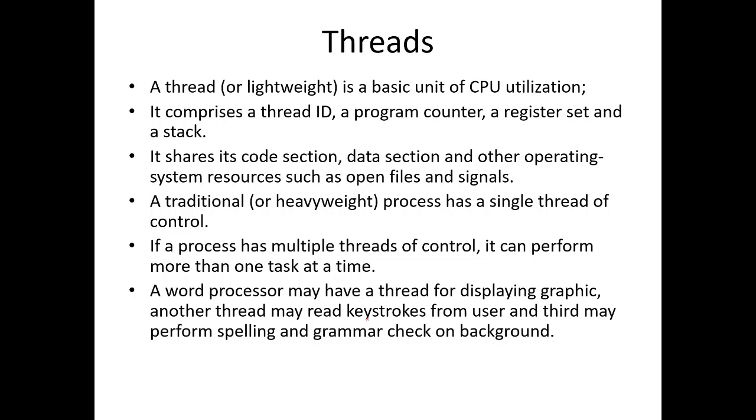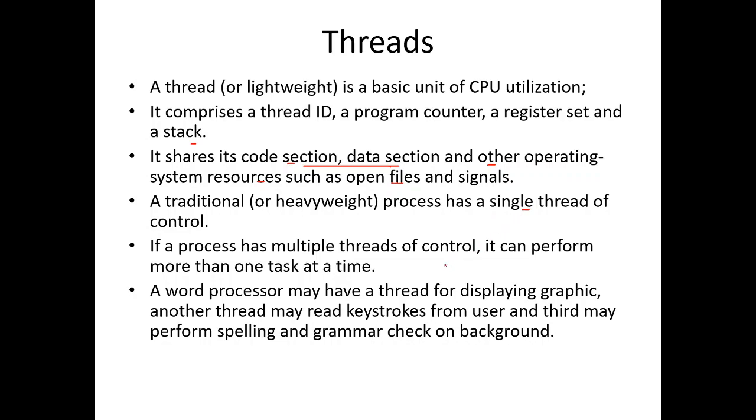A thread, also called a lightweight process, is a basic unit of CPU utilization. It consists of a thread ID, a program counter, a register set, and a stack. Generally, a thread shares its code section, data section, and other operating system resources such as open files and signals. A traditional or heavyweight process has a single thread of control.